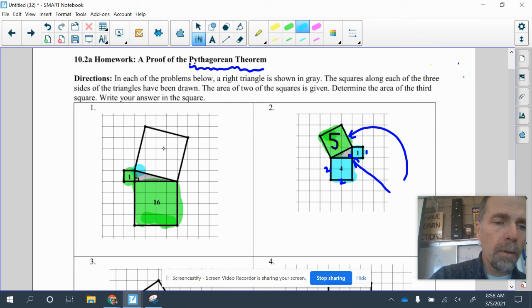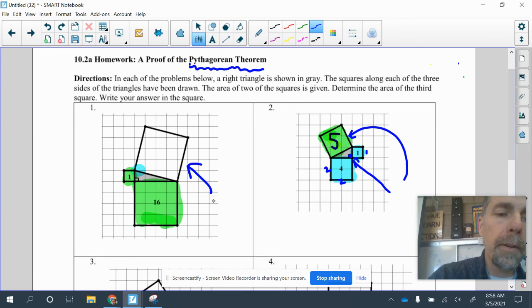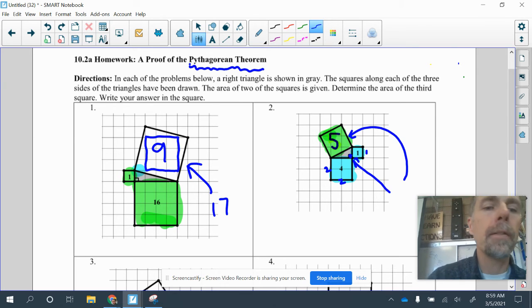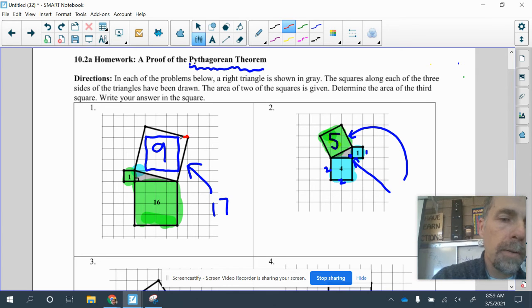Okay, so look at this. Oh, whoops. So let's prove that the area is 17. We'll prove it. So see this square? That has an area of 9. And then you see this triangle right here? See that one? And see this triangle right here?